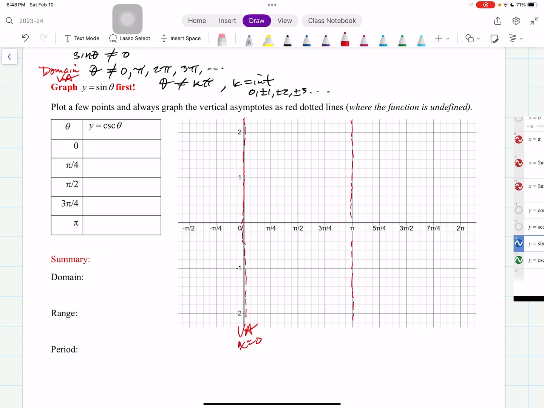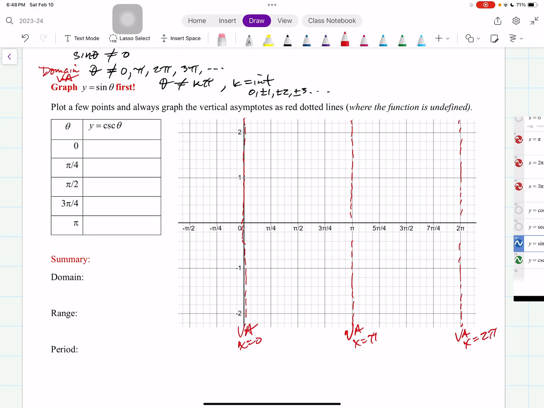All right, so I got another vertical asymptote at x equals pi. And then I'm going to be drawing multiple periods here. There's another one at x equals 2 pi. And if you wanted to graph more, you could.